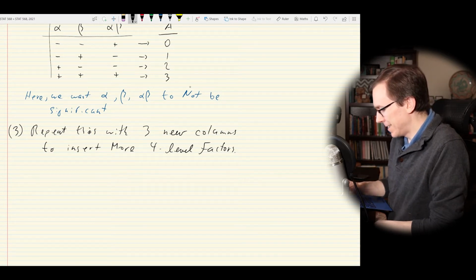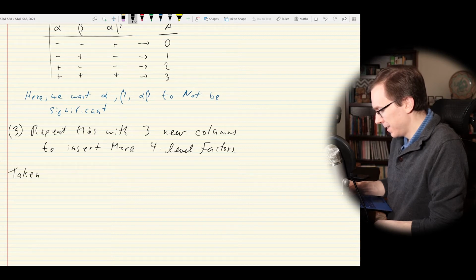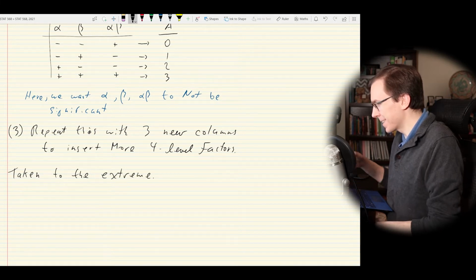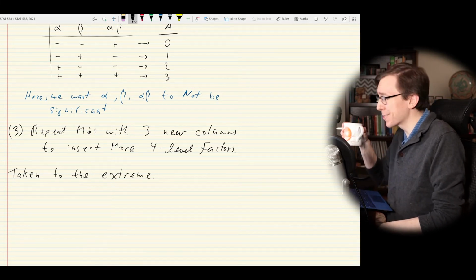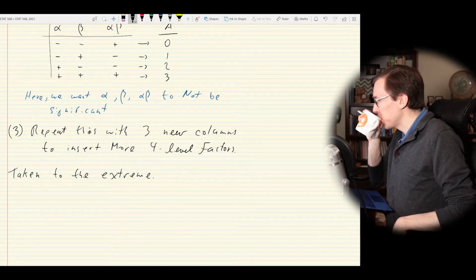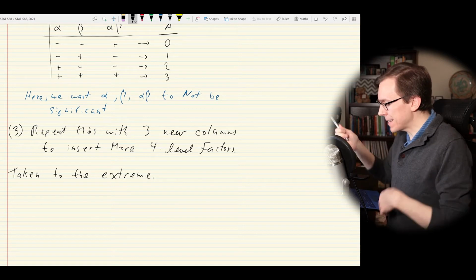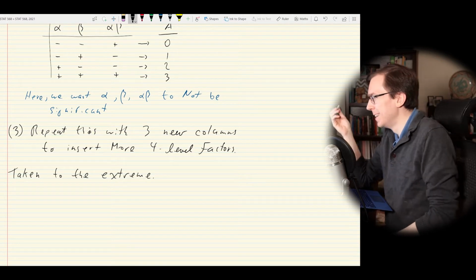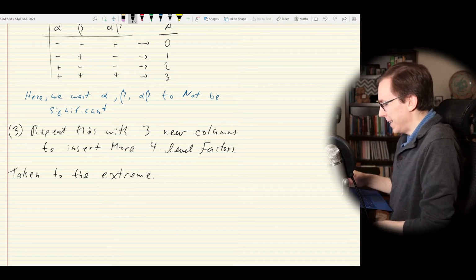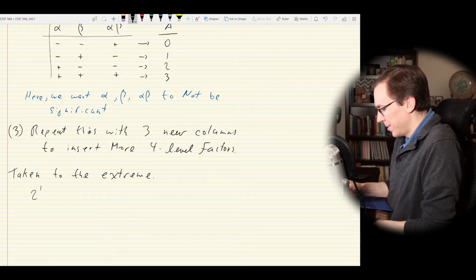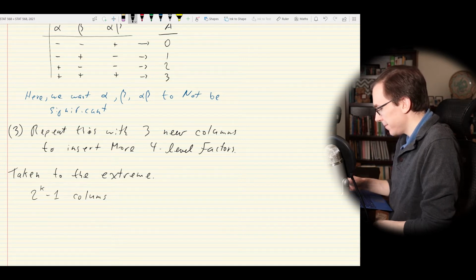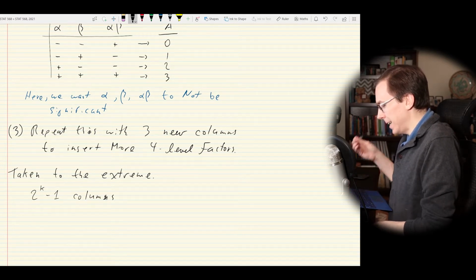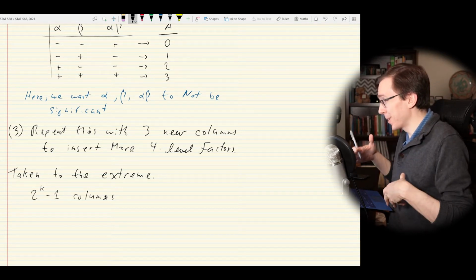So yeah, basically, let's take it to the extremes. Taken to the extreme, as we like to do in statistics, especially extreme value theory, which is all about extremes, but that's another course. Effectively, every time, what are we doing? Well, every time we insert a 4-level factor, we remove 3 columns. So what does that mean? Well, that means my 2 to the K minus 1 columns are in my 2 to the K factorial design.